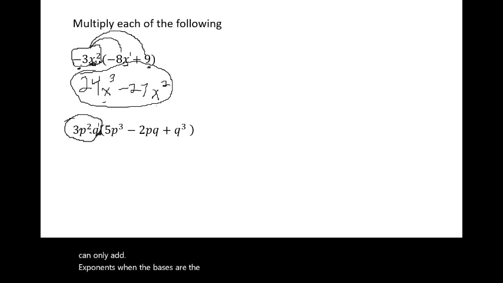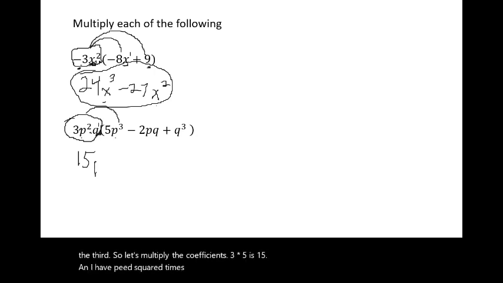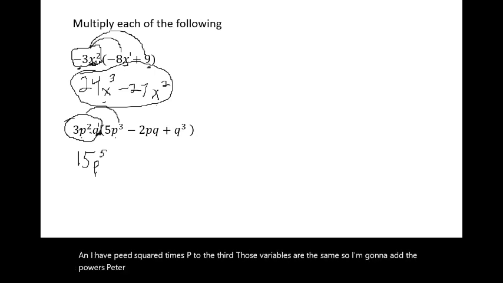So we're going to take 3p squared q times 5p to the third. So let's multiply the coefficients. 3 times 5 is 15. And I have p squared times p to the third. Those variables are the same, so I'm going to add the powers, p to the fifth. However, because this first term has a q and this one does not, I'm just going to leave q alone.